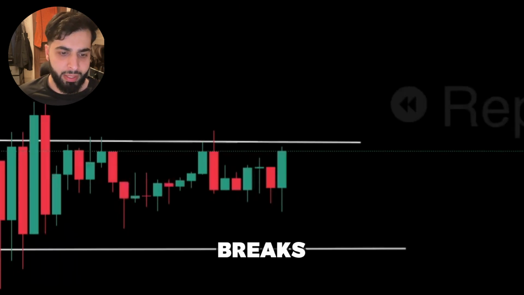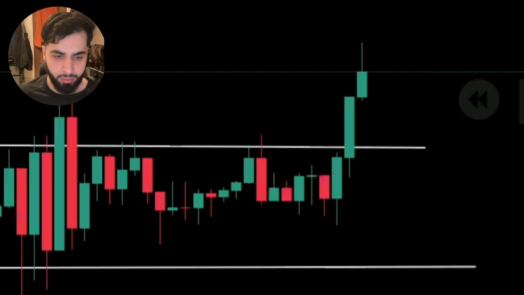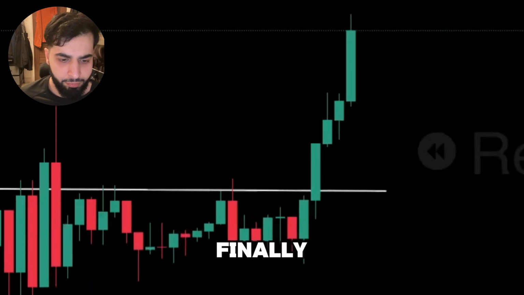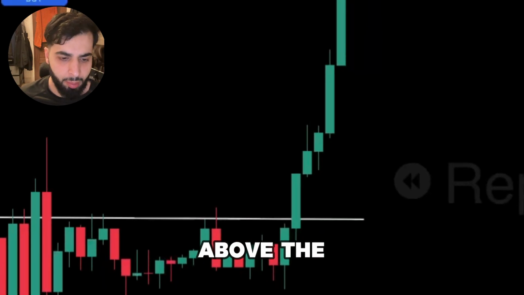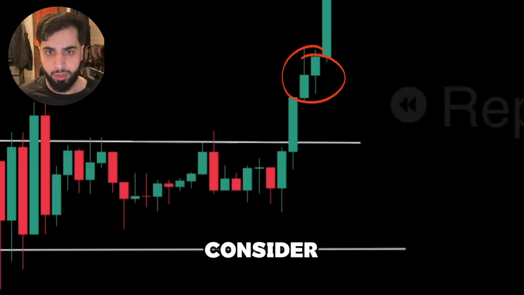Let's look at another example. Here, price breaks above resistance with a small candle, no follow through, so we wait. Another candle forms, still weak, so still no commitment. Then we finally see the price close clearly above the resistance zone. This tells us buyers are in control, and this is where we consider an entry.